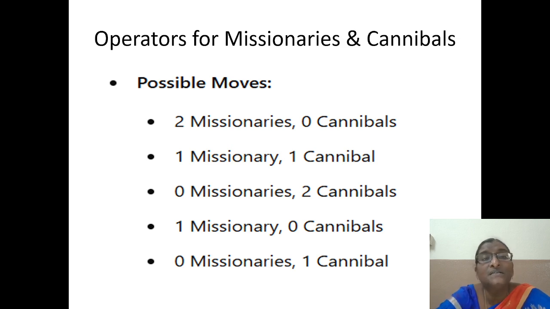Here, these are the possible moves. What are the possible moves? Either two people can move or one person can move. One missionary or one cannibal can move from the left bank to the right bank. So here, two missionaries can move from the left bank to the right bank or from the right bank to the left bank. And one missionary and one cannibal can move. And two cannibals can move. And one missionary can move. Or otherwise, one cannibal will move.